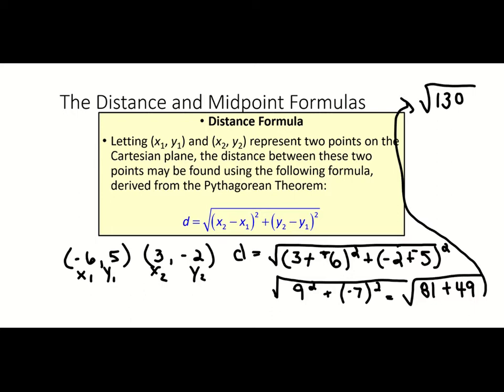130, let's see here. 9 won't go into it. Does 16 go into it? No. 9 doesn't go into it. 16, 25 don't go into it. I actually think it is done. So our answer, if we leave it in exact form, would just be the square root of 130. It can't be simplified.